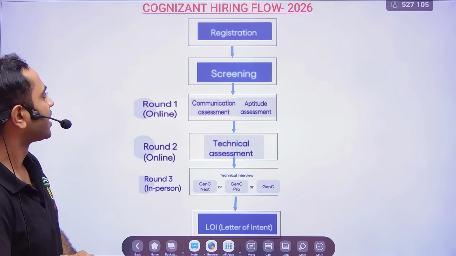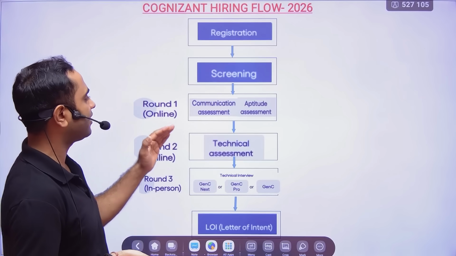So registration is there, screening, communication.